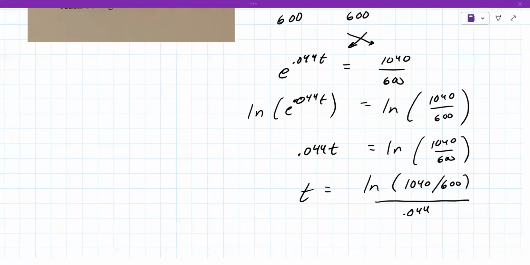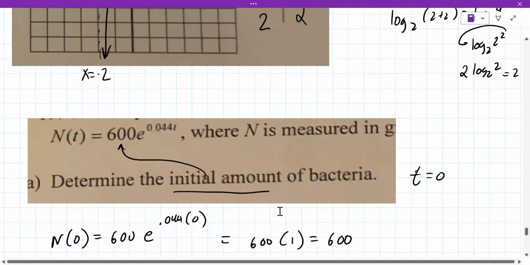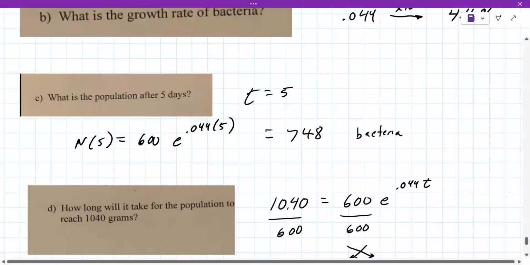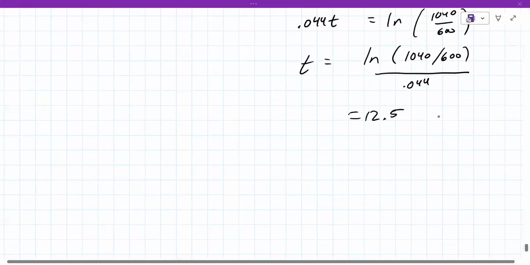Oh, I got 12.5. Yes, very good. Okay, 12.5. I don't know what the units are. We'll look at that. You can look at that at the top. Days, 12.5 days.